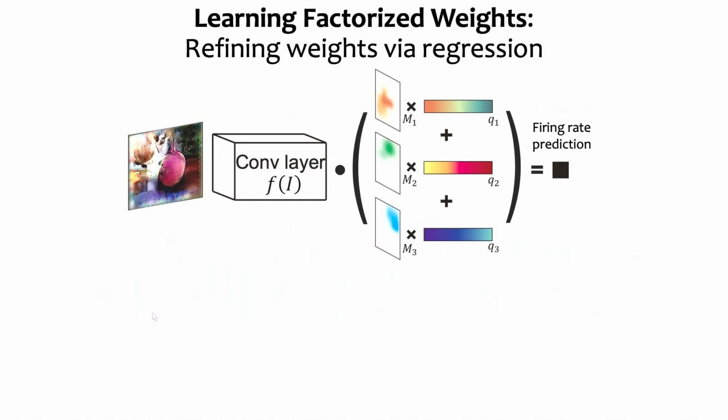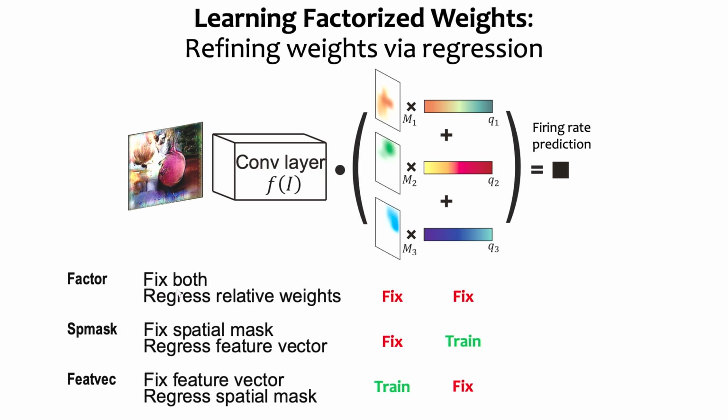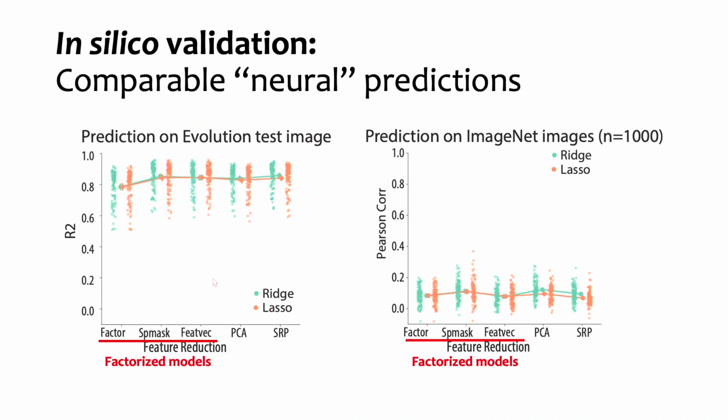After that, if you want to refine your predictions, you can further refine the weights by fixing one side of the weights and regressing the other side, or fixing both sides. So what's the result? On prediction levels, these are two tasks we've done. One is using evolution sets of images, and the other ImageNet images. Basically, the factorized method doesn't show any edge, and it also doesn't have any flaws compared to the previous methods like PCA or SRPs. So it's very comparable.